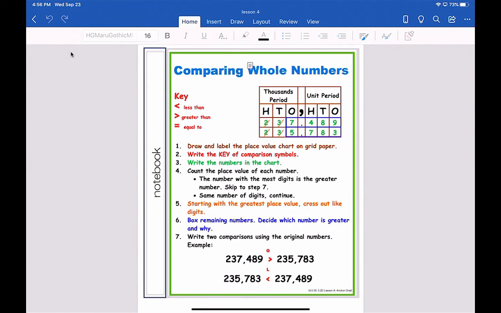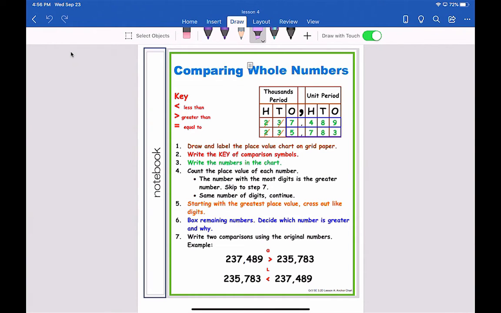Lesson number 4, comparing whole numbers. The first part of this lesson is to understand the comparing number anchor chart. The comparing number anchor chart includes all the elements necessary to understand how to do this process.